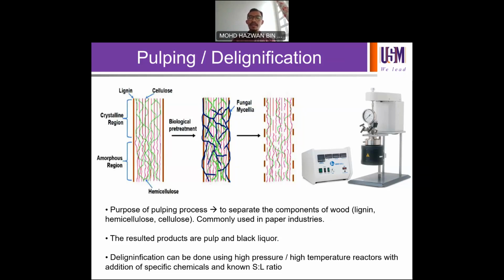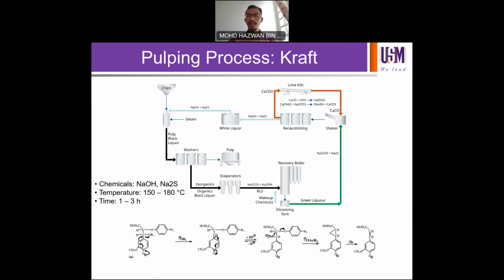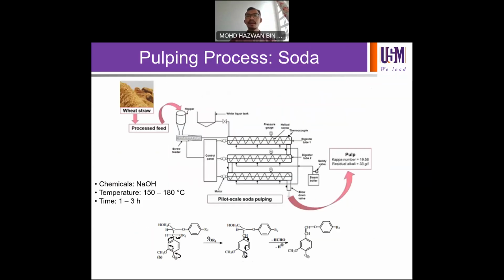The delignification process can be done using high pressure and high temperature reactors with the addition of some chemicals like alkaline and some organic solvents with a known solid to liquid ratio. And for the basics of the pulping process, we have the alkaline process and the organosolv process. For the kraft process, the chemicals used are basically sodium hydroxide and also sodium sulfide. And these chemicals produce sulfide functionalities in the kraft lignin. The working temperature is around 150 to 180 degrees, and the time is around 1 to 3 hours. So it's quite a severe process. Meanwhile, the soda process is almost the same, except that the chemical used in this case is only sodium hydroxide.